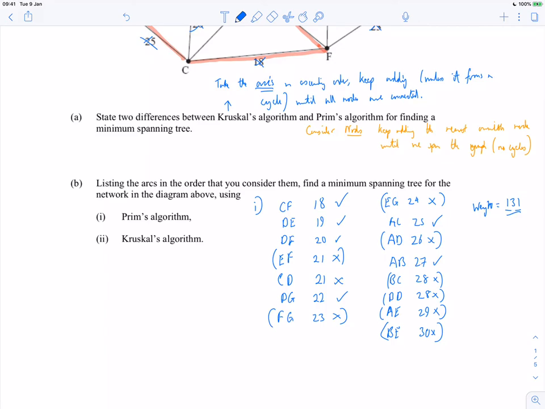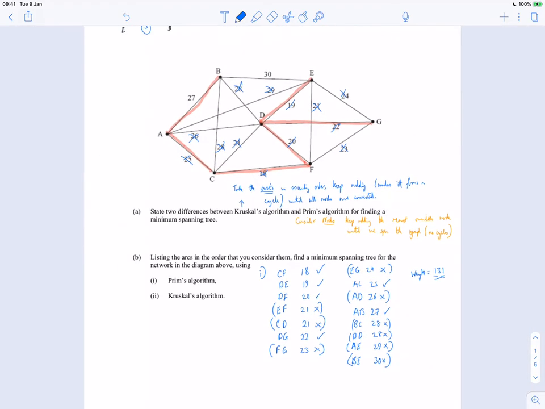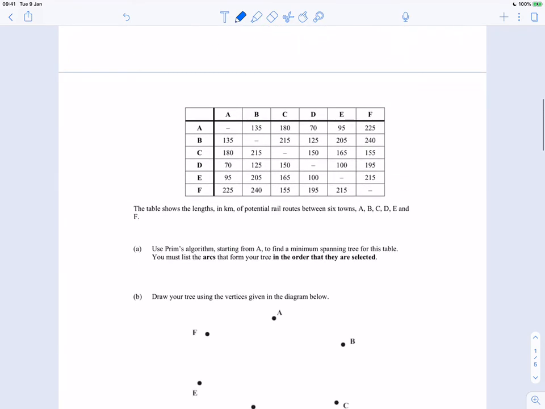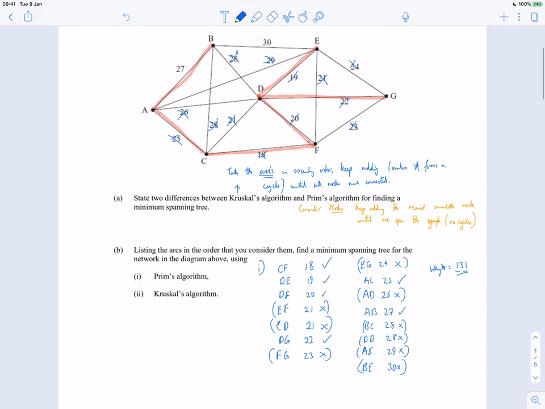Okay, so let me just double check. 18, 19, 20. Yep, 22. Yep, and then 25, 27. Yep, okay, cool. So that's how Prim's algorithm would work for something like this. And there's another way of applying Prim's algorithm. Spoiler alert, it's to do with distance matrices, but we'll cover that in a second.